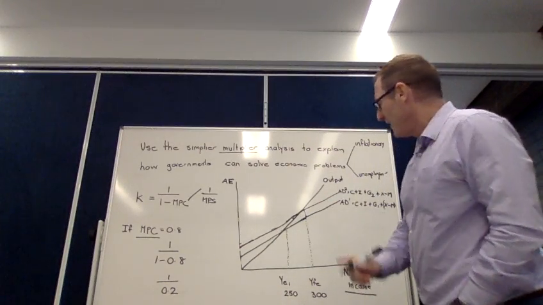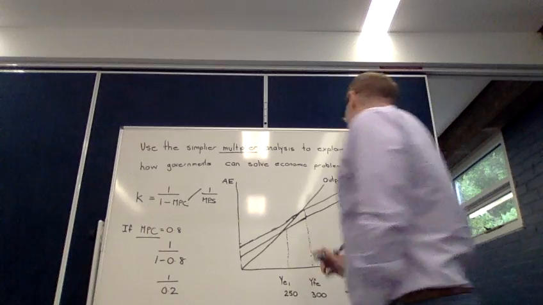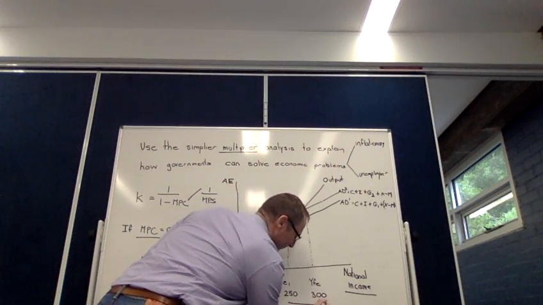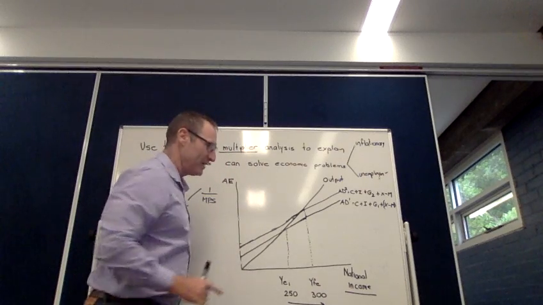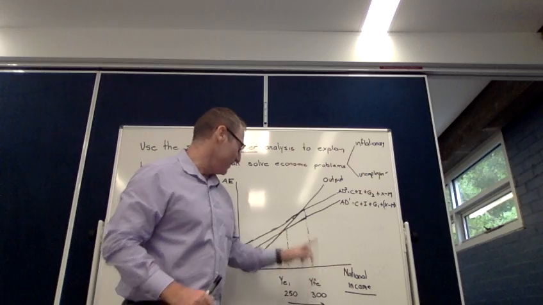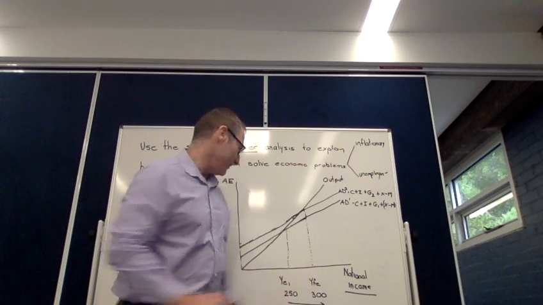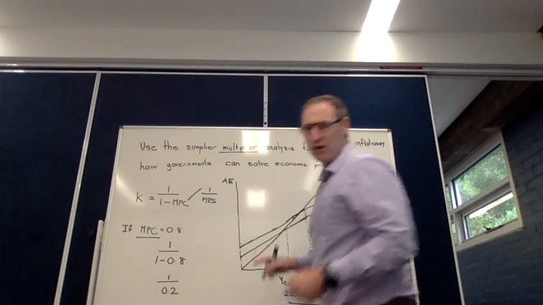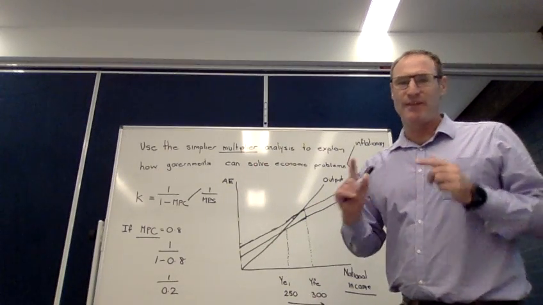All right, so in this case, if I wanted to increase national income, because the level of national income, Y1, is below the level of national income at full employment by 50, so we want to increase national income by 50.